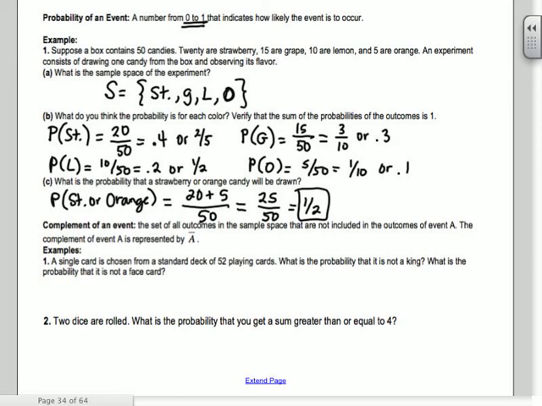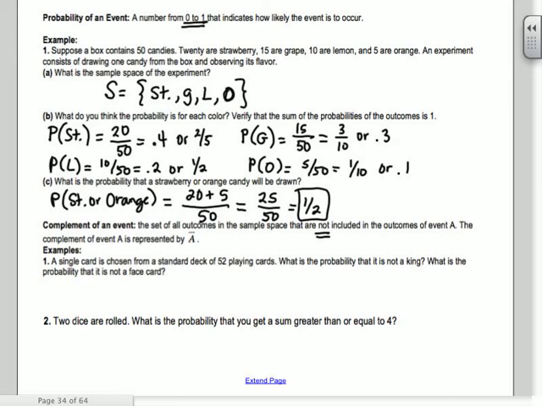Sometimes it's really hard to figure out what the probability of a certain thing is, and it's easier to find its complement. Its complement is the set of all outcomes in the sample space that are not in a certain outcome. So it's like everything else. The complement of A is represented by A bar. See how there's a little line above it? We call that bar. You could also say A complement.